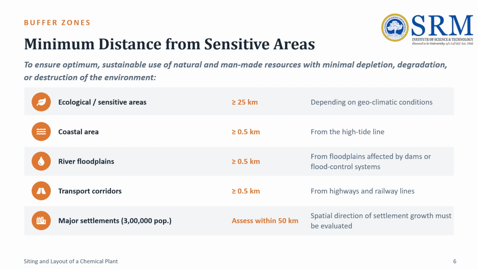For large settlements with populations exceeding 3 lakh people, industry should assess the potential impact within a radius of 50 kilometers. These separation distances reduce the possibility of environmental damage and minimize the impact of industrial accidents on nearby communities.